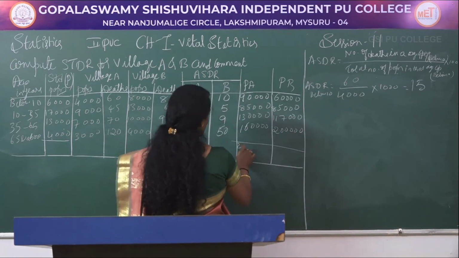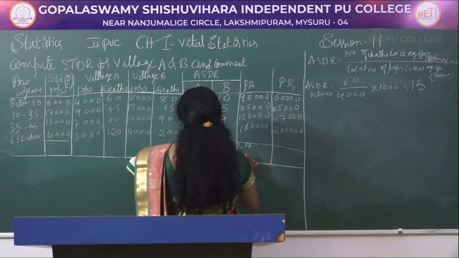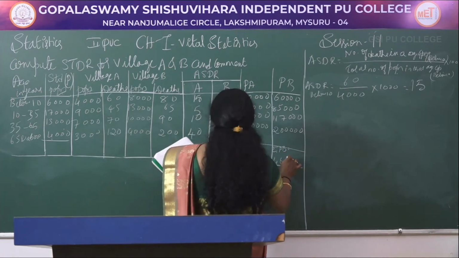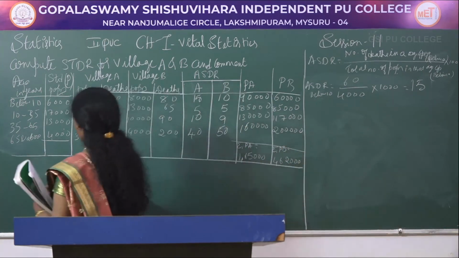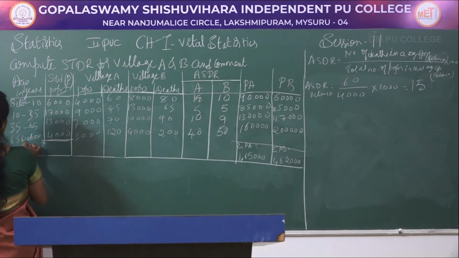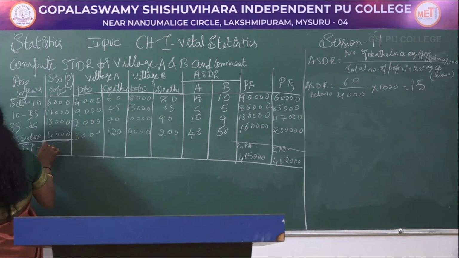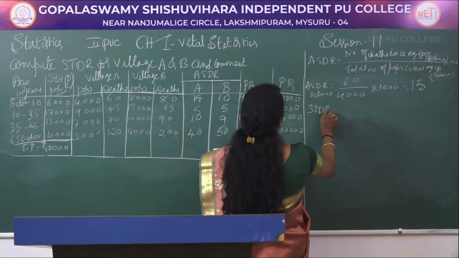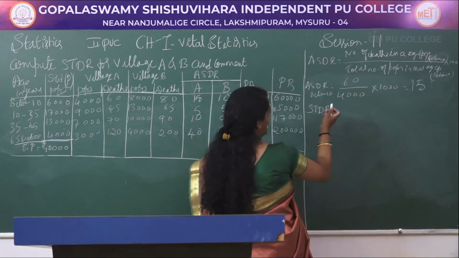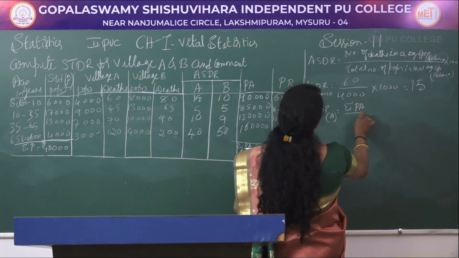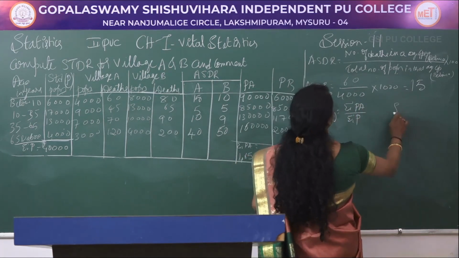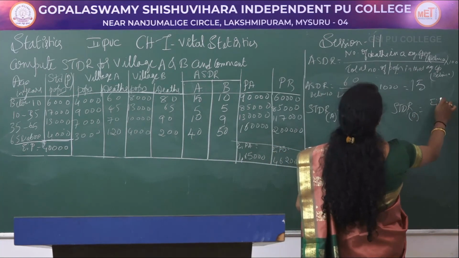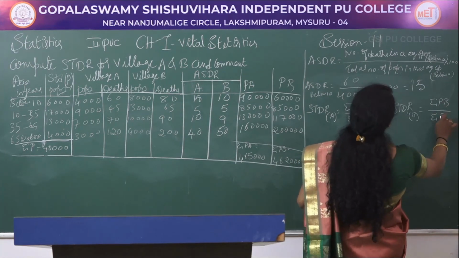Taking down the summation of PA, it is 465000, summation of PB is 462000, and summation of P is 40,000. Next, STDR formula. STDR of village A is summation of PA divided by summation P, and STDR of village B is summation of PB divided by summation P.